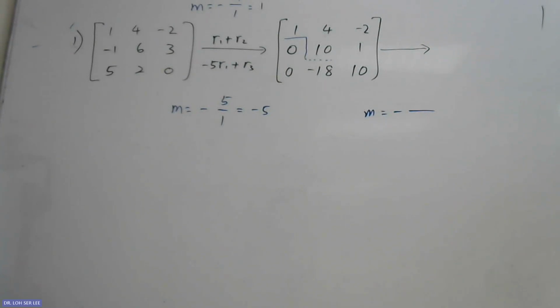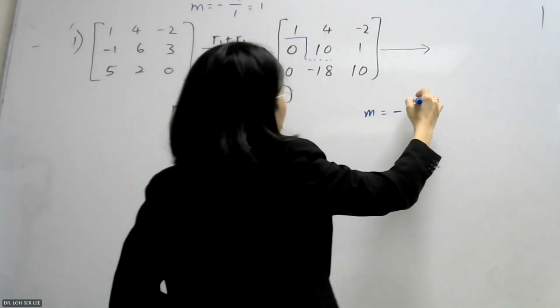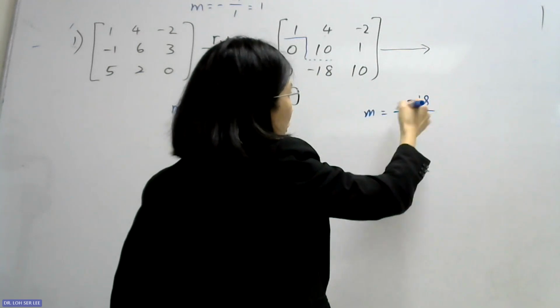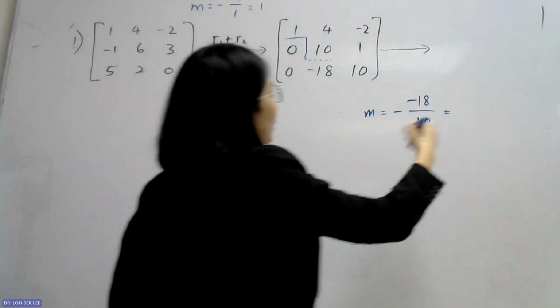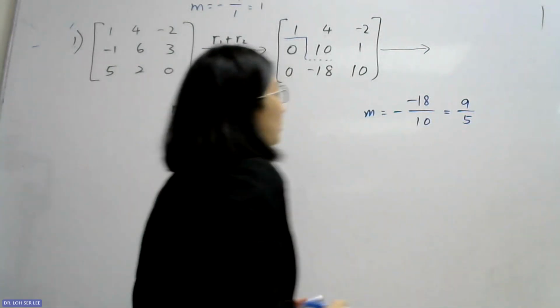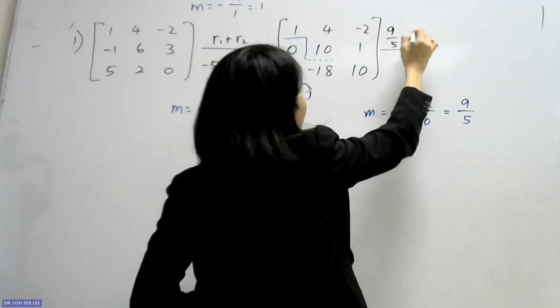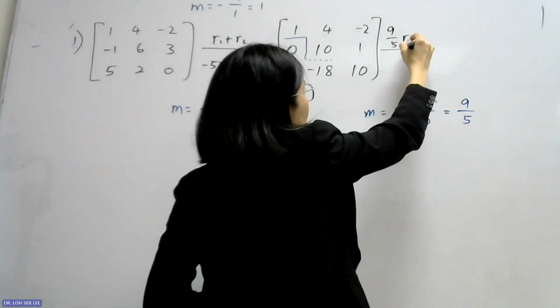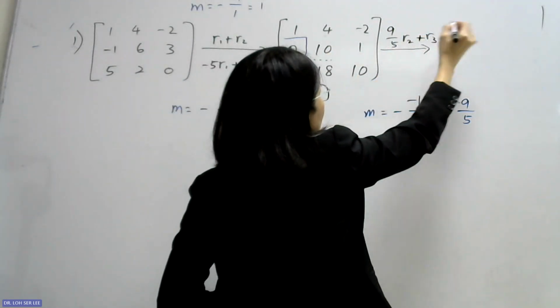What is the third operation? Over 5. Your pivot is 10, and you need to change negative 18 into 0. So you get a positive 18 over 10. We simplify this, you get 9 over 5. 9 over 5 row 2, because your pivot is from row 2 now, plus row 3.